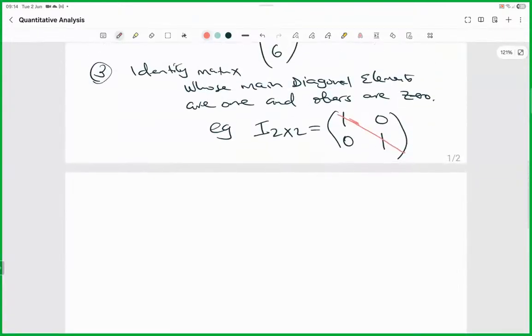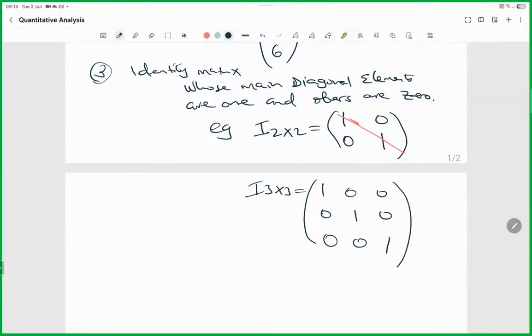If, for example, we have a 3 by 3 identity, it will be 1, 0, 0, 0, 1, 0, 0, 0, 1. You can see the main diagonal has 1s here. All the others are 0.